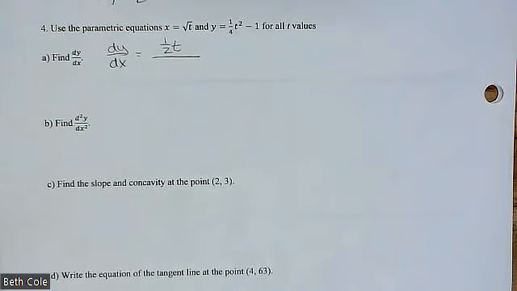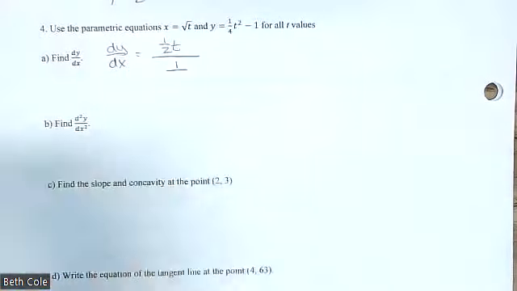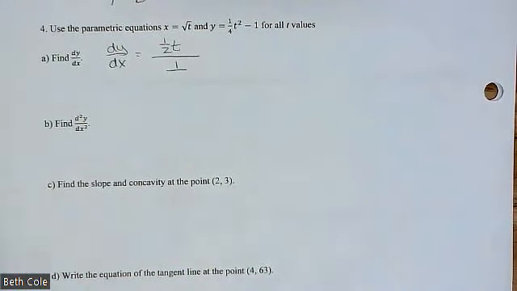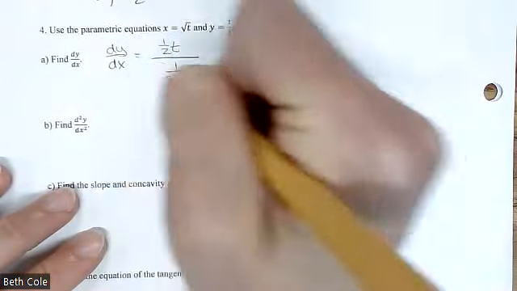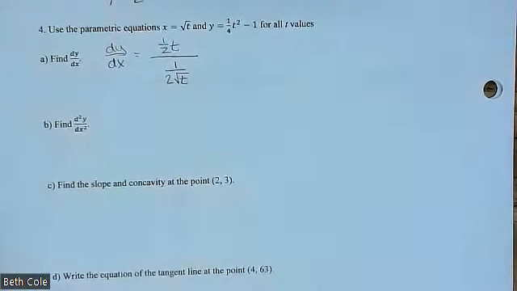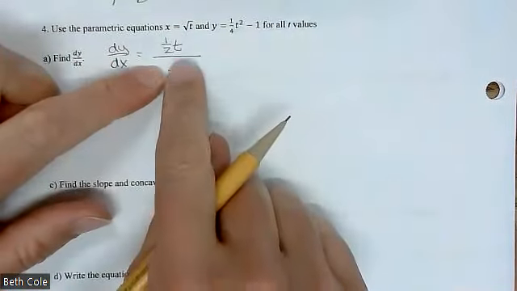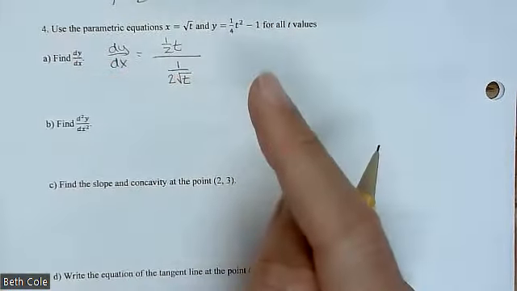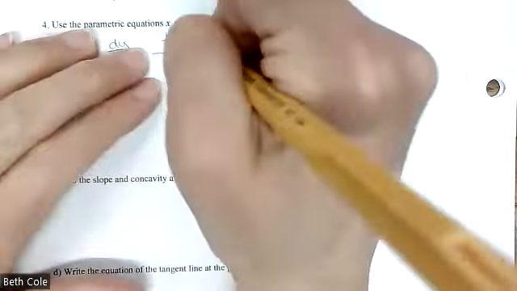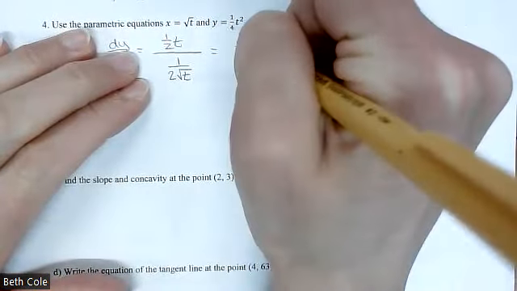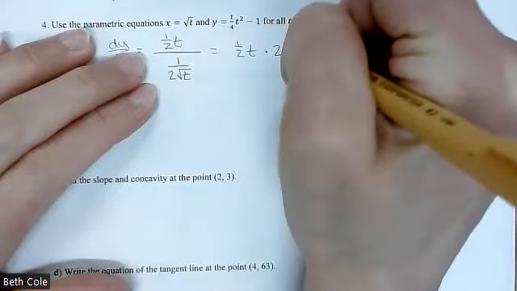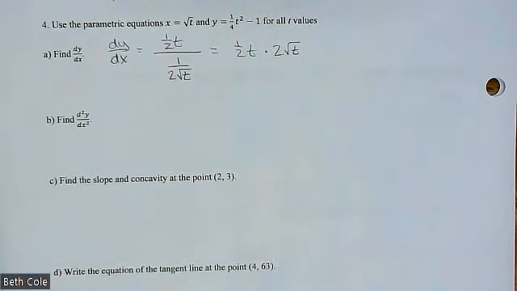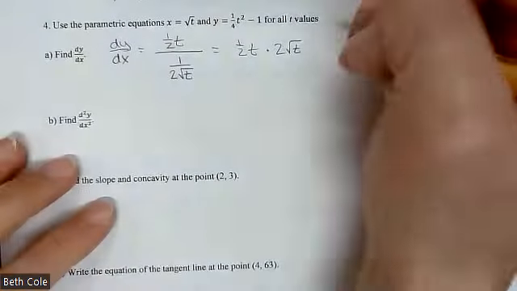Ooh, do you remember the derivative of square root? This is one you want to just try to know. It's 1 over 2 square root of t. It's 1 over 2 square root. So when you divide by a fraction, you multiply by the reciprocal. So this would be 1/2 t times 2 square root of t. And so what's going to happen there?